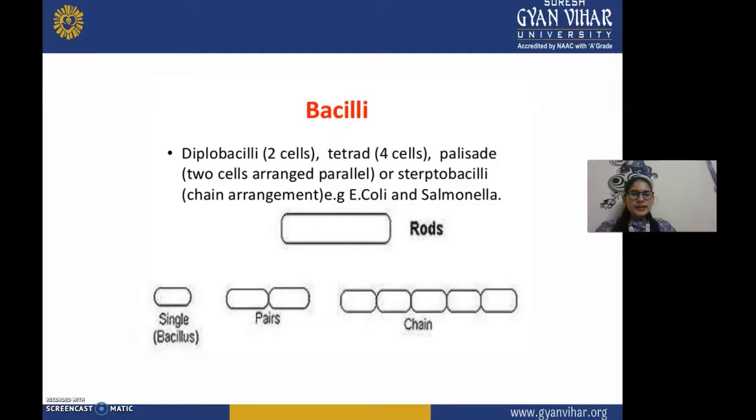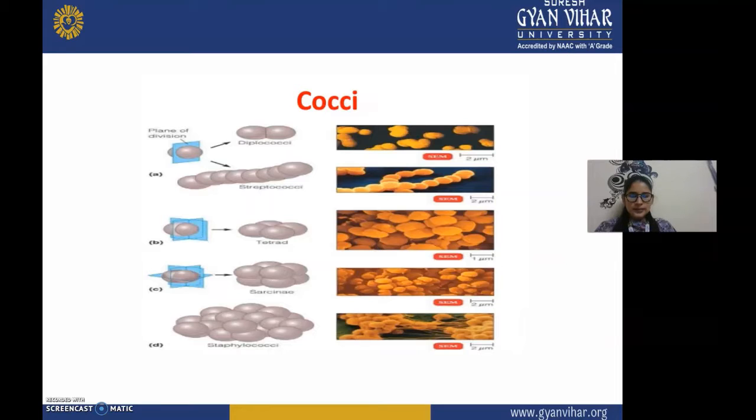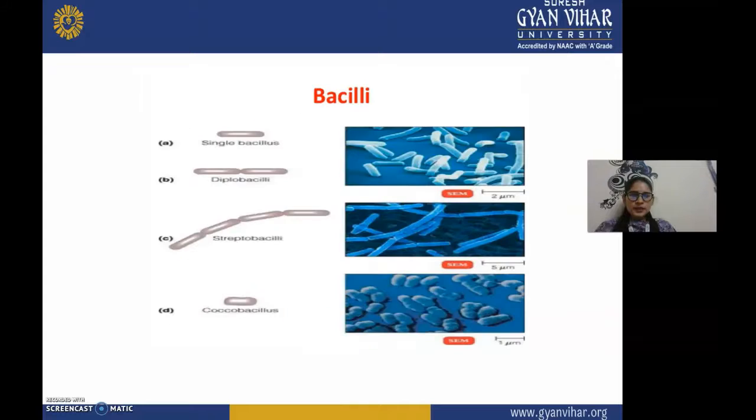Now, bacilli: diplobacilli are 2 cells, tetrads are 4 cells, palisades are 2 cells arranged parallel, or streptobacilli, which change arrangement, for example E. coli and Salmonella. As you can see, these are the rod-shaped bacilli: single bacilli, paired bacilli and chain bacilli. These are your cocci, and these are the bacillus, single bacillus, diplobacillus, streptobacillus and coccobacillus.